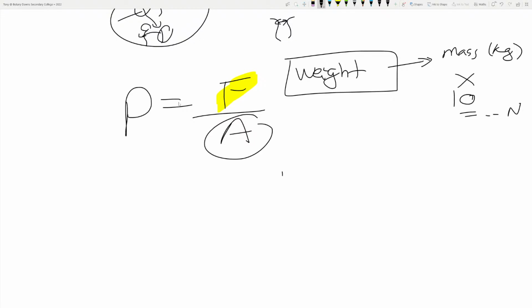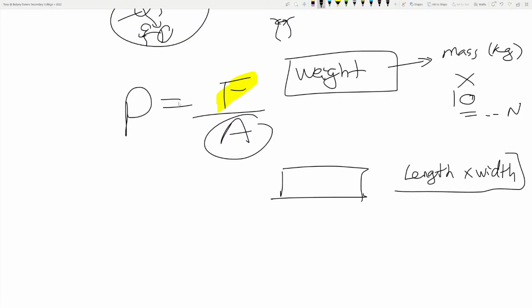The area is normally like a rectangular shape. So to find the area, you need to do length times width, and surely you have no problem with that after doing the maths exam today. You can calculate the area. So this is in meters squared.